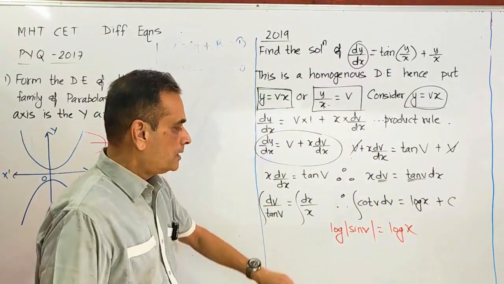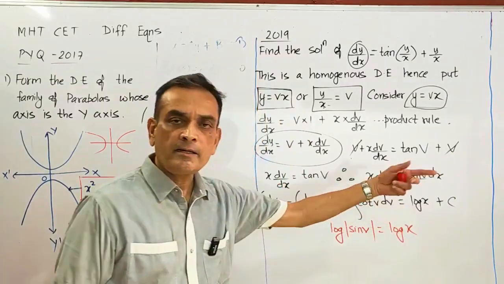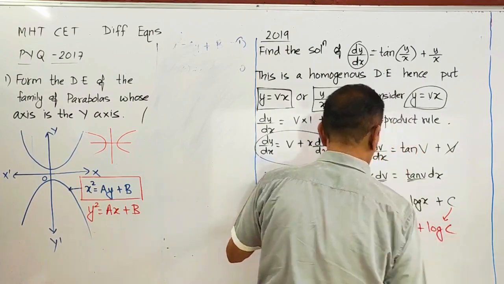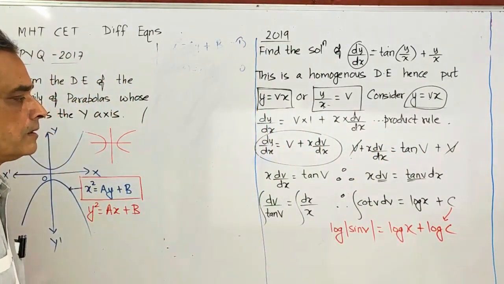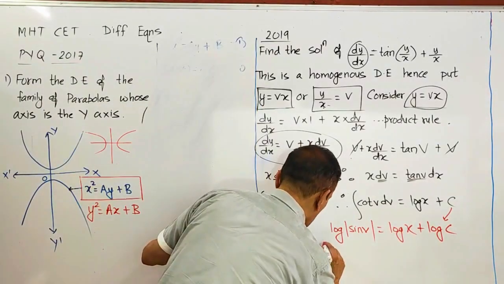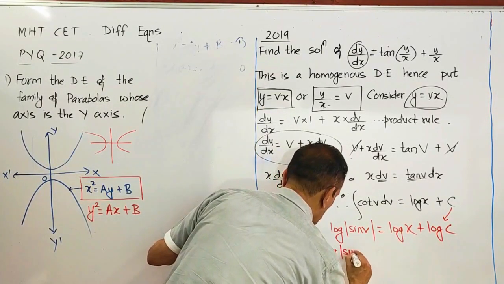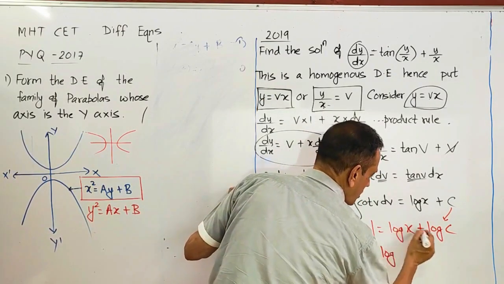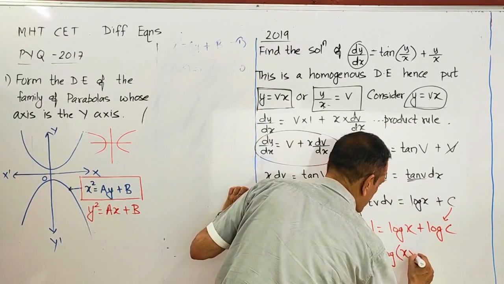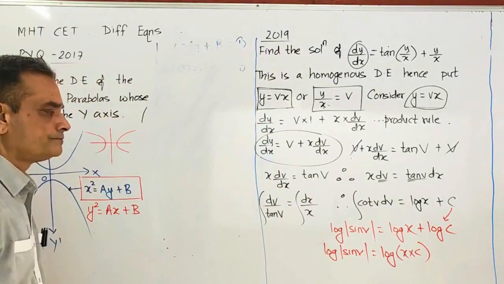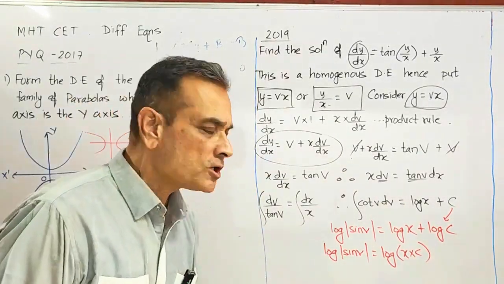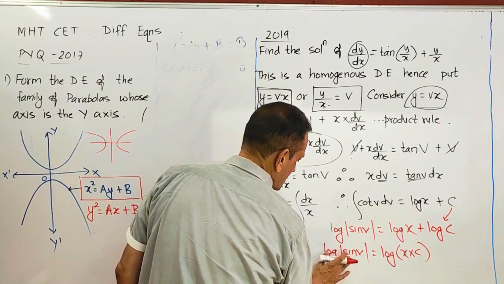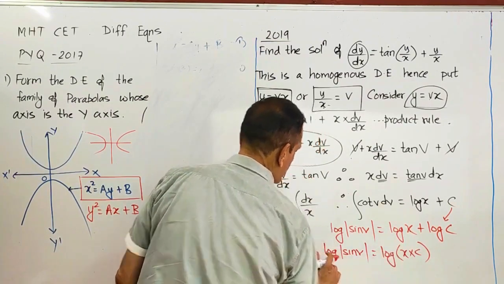Now we know the rule. If log is present here, then c has to be written as log c. Use rules of logs. Log a plus log b is log of a into b. After using rules of logs, you are allowed to ignore logs. Ignore the log. What you get is sin v equal to cx.